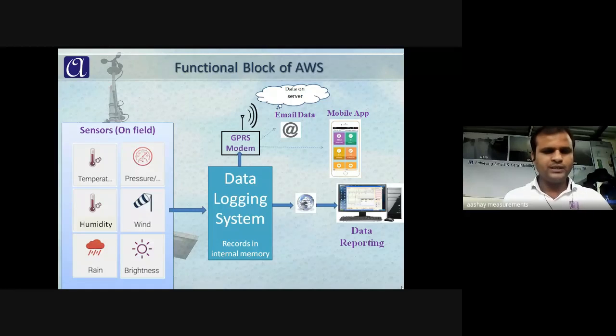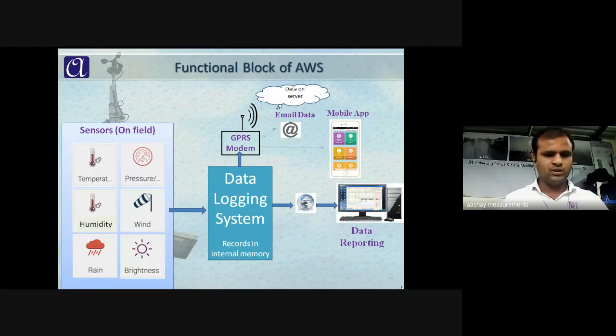So today I'm going to present a presentation on the working of an automatic weather station, data logger and sensors. Now you can see here the block diagram of the automatic weather station, which consists of weather sensors, data logger, telemetry modem, tower, solar panel, monitoring software, etc. Now we'll see the components one by one, all the components of the automatic weather station.